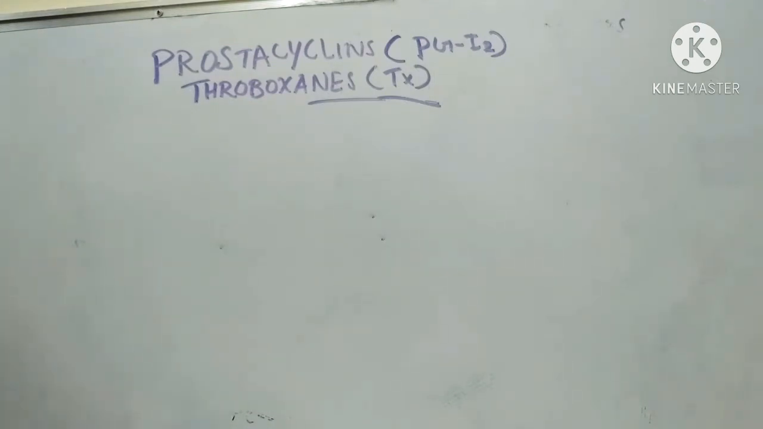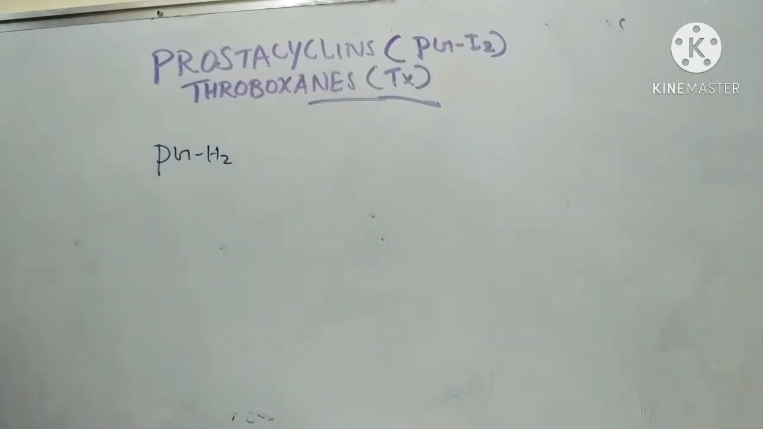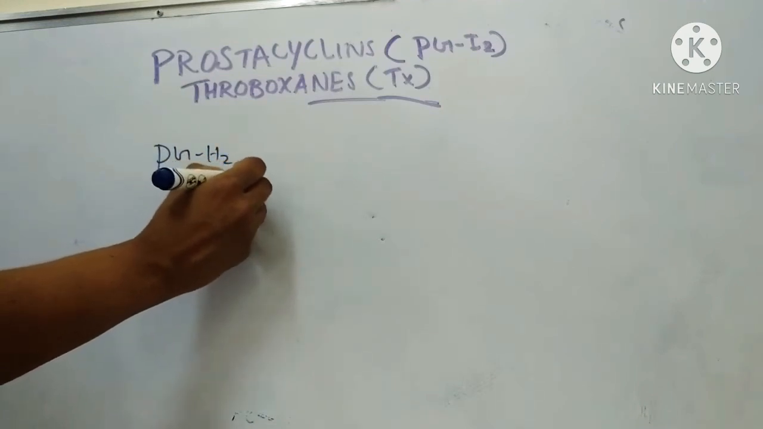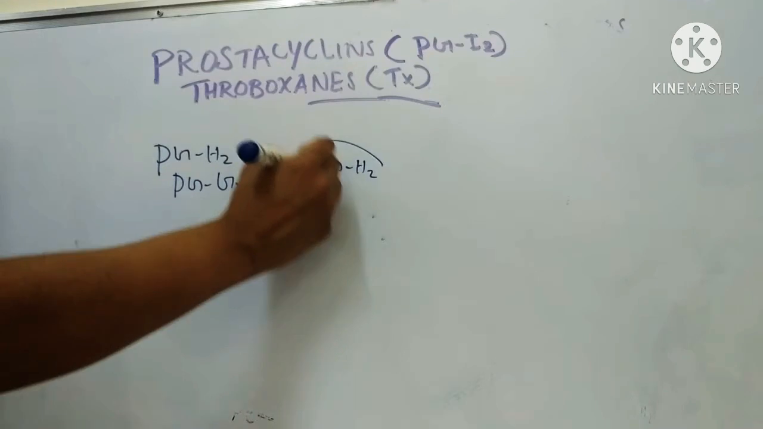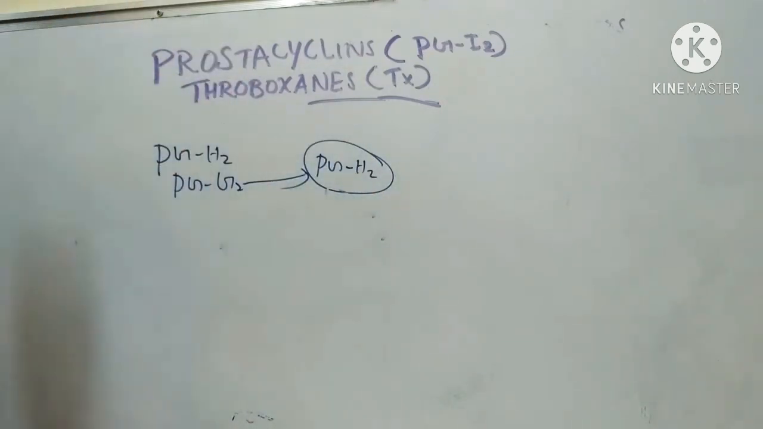Prostacyclins and thromboxanes are produced from the cyclic endoperoxide PGH2. The cyclic endoperoxide first formed in prostaglandin synthesis is PGG2. This PGG2 is converted to PGH2. So PGH2 is the precursor of prostaglandins, prostacyclins and thromboxanes.